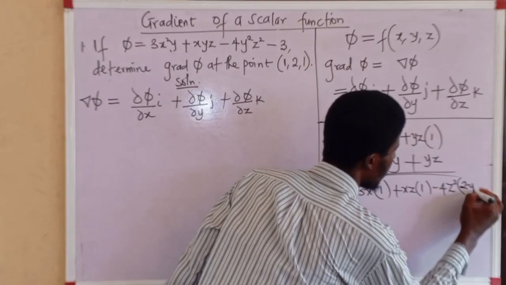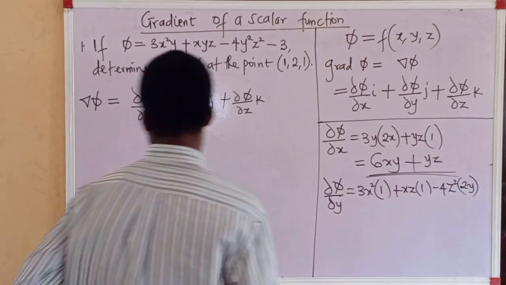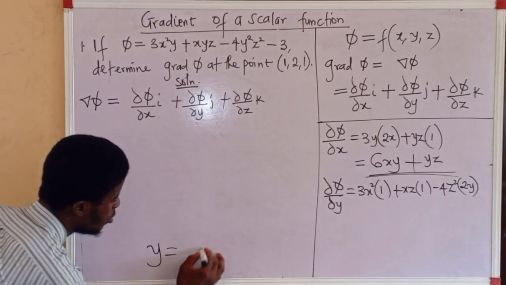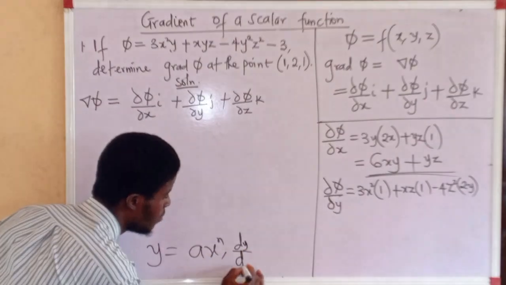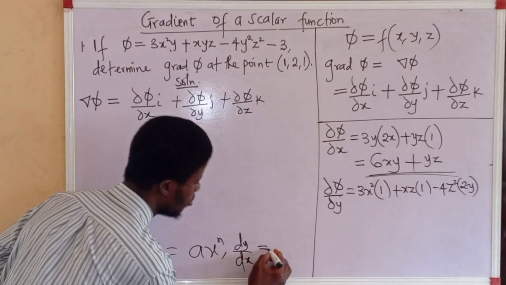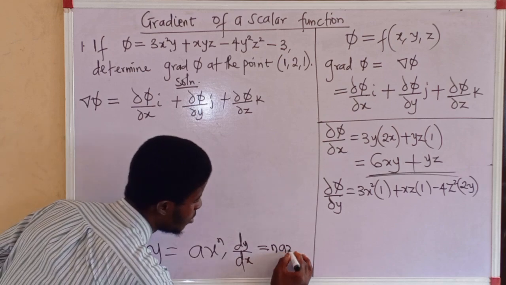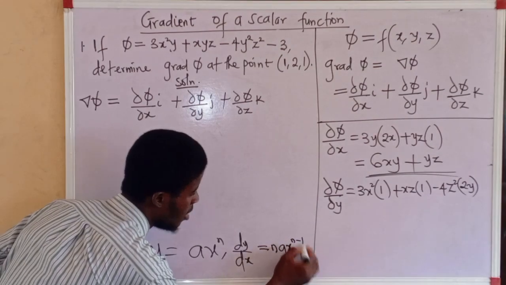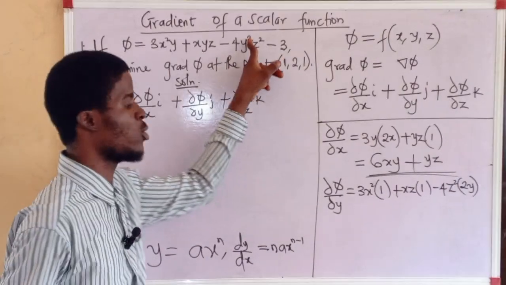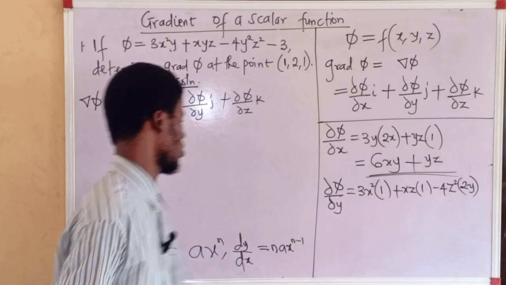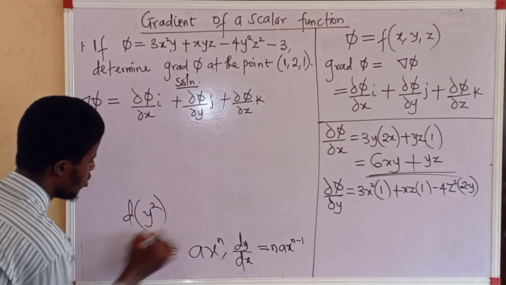2y. I hope you are familiar with finding derivatives of functions. Just in case, if I have a function y equal to a x to the power of n, then dy/dx, which is the derivative of y with respect to x, is equal to n a times x to the power of n minus 1. So when we differentiated y squared with respect to y and got 2y, this is how it is. Let's differentiate y squared with respect to y.